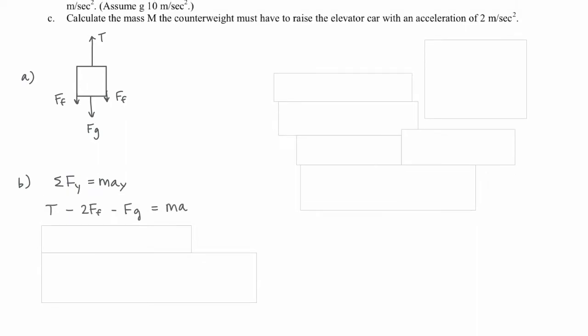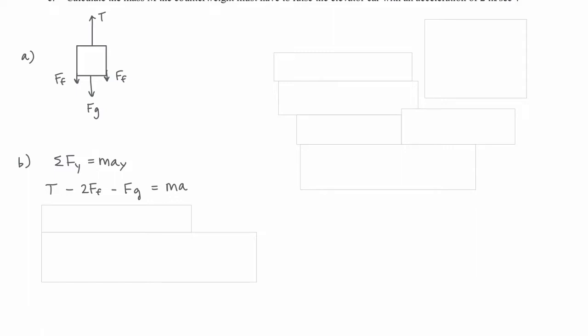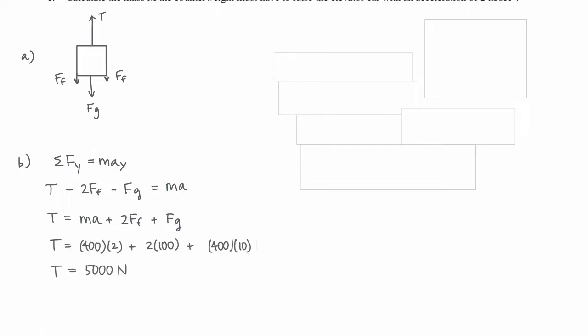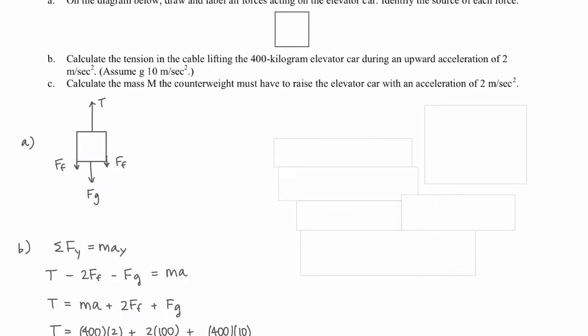We've got tension in the upward direction, so it's positive. Two forces of friction which are both equal in magnitude, so I just combined them. And the force of gravity also acting downward, so it's negative. Rearranging for T, since that's the variable we're trying to solve for, we get T equals ma plus 2 times the force of friction plus the force of gravity. Plugging in our numbers, we get that the tension must be exerting 5,000 newtons of force.